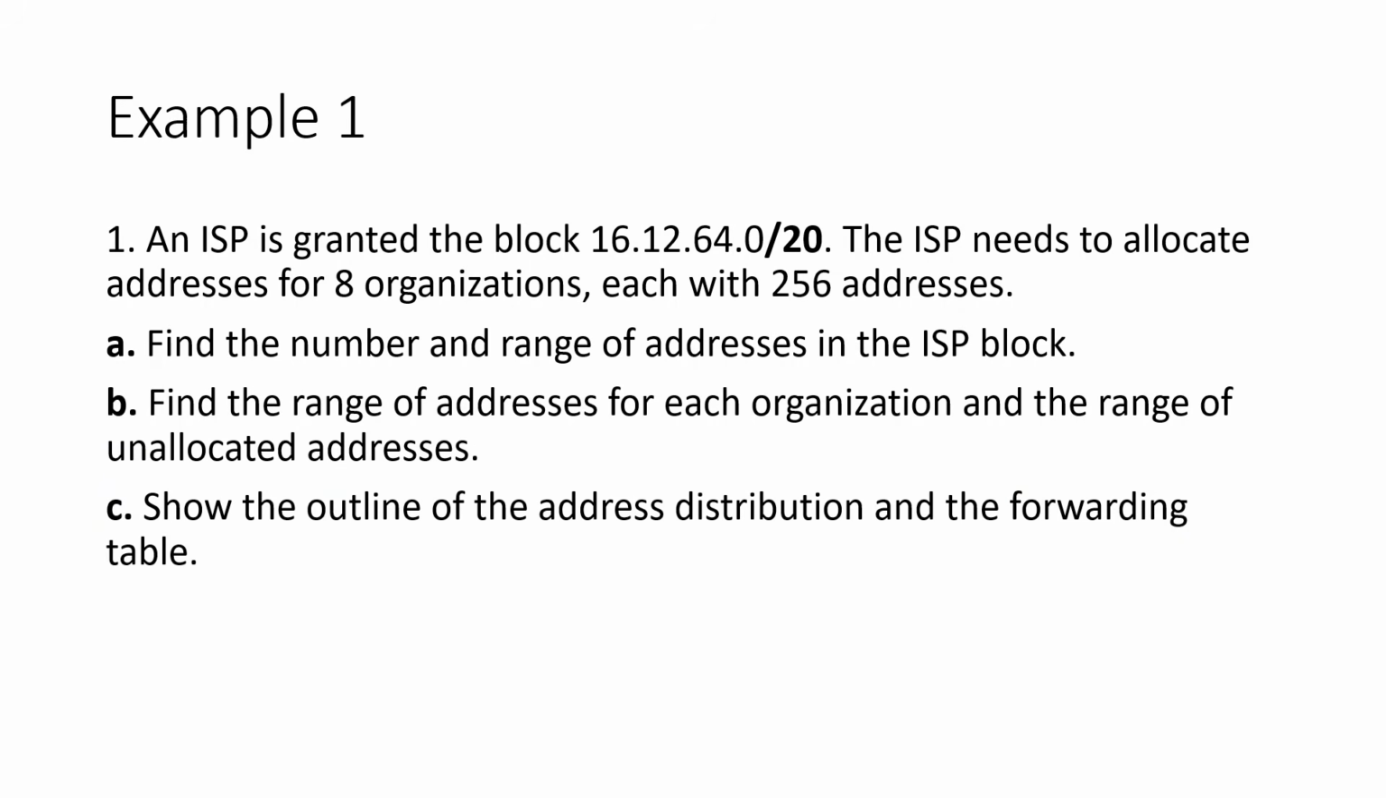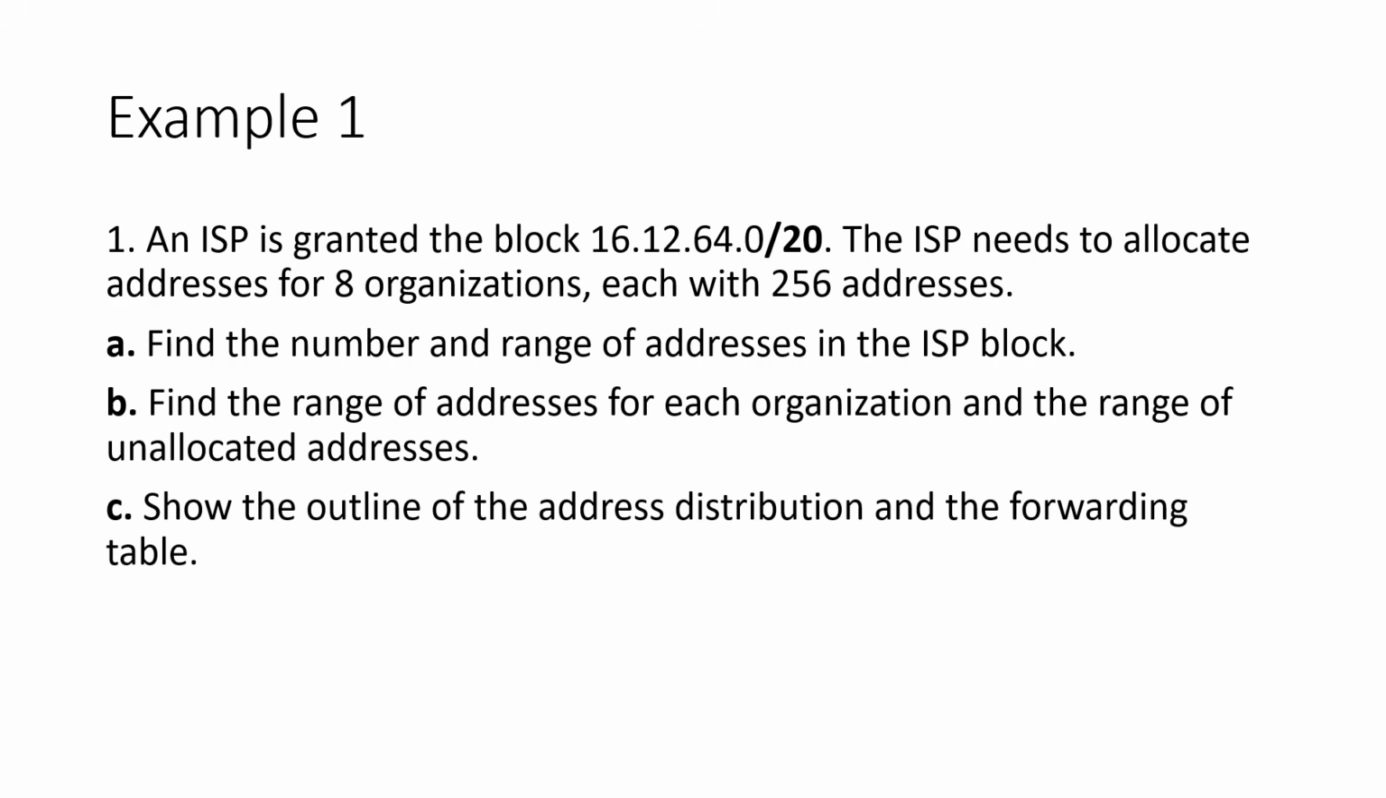So this is another example. An ISP is granted the block 16.12.64.0/20. The ISP needs to allocate addresses for 8 organizations, each with 256 addresses. Find the number and range of addresses in the ISP block. This is the first question. The second one is to find the range of addresses for each organization and the range of unallocated addresses. Show the outline of the address distribution and the forwarding table.